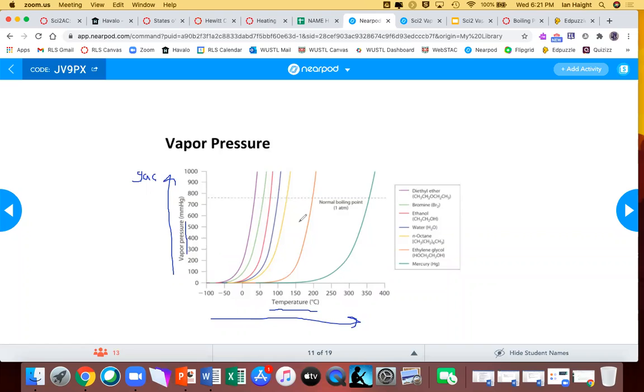And so just what trend do you notice? Look at all these lines and the shape of them. As temperature increases, what happens to vapor pressure? Does it also increase or decrease?